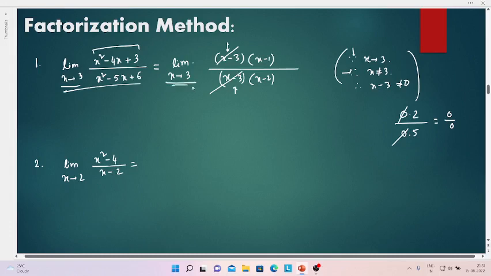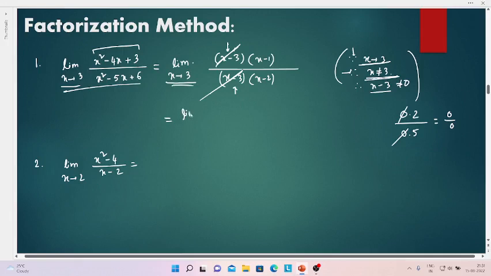Basically here x tends to 3 means x is not equal to 3. If x is not equal to 3, then what will be the value of x minus 3? Here I have already written down that since x tends to 3, therefore x is not equal to 3. If x is not equal to 3, then definitely x minus 3 is not equal to 0. I mean that part is not equal to 0, so we can neglect that part.